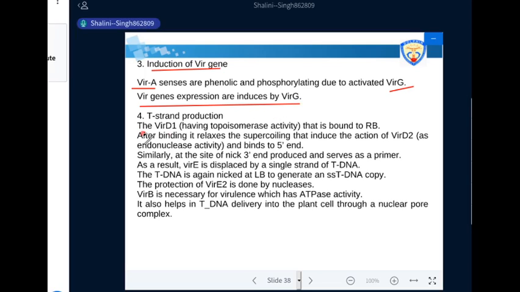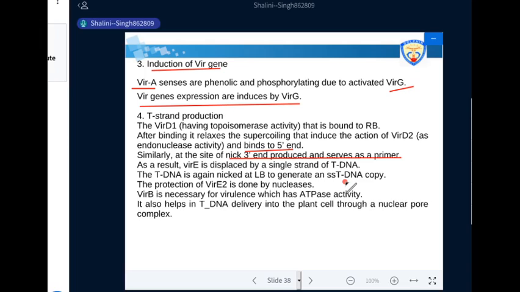T-strand production is the next step. VirD1 is bound to the right border, and after binding, it relaxes supercoiling, which induces the action of VirD2. VirD2 has endonuclease activity and it binds to the 5' end. Similarly, at the site of the nick, a 3' end is produced and serves as a primer. As a result, the strand is displaced as a single strand of T-DNA. The T-DNA is again nicked at the left border to generate a single-stranded T-DNA copy. The protection of the strand by VirE2 is against nucleases.